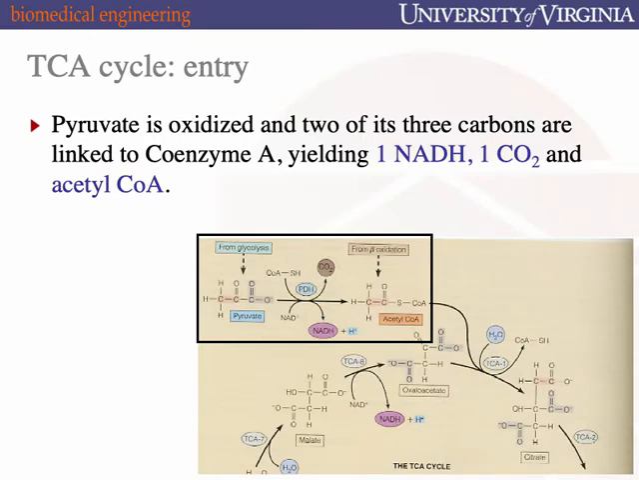I already talked about entry. Pyruvate, the dehydrogenase, release of a carbon dioxide, generation of a reducing equivalent to yield an acetyl-loaded CoA molecule, acetyl-CoA, to go into the TCA cycle.